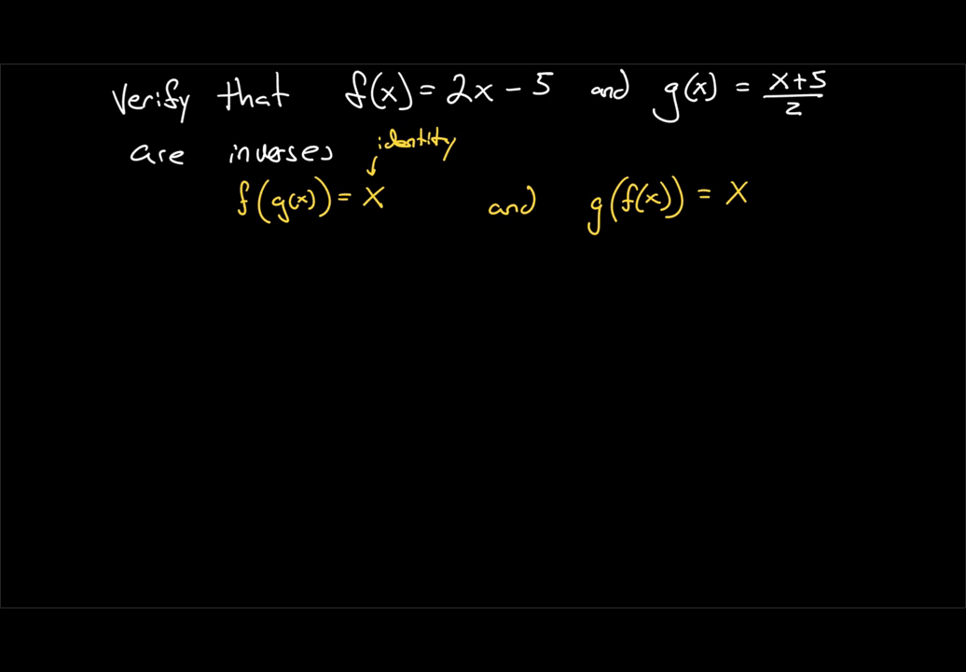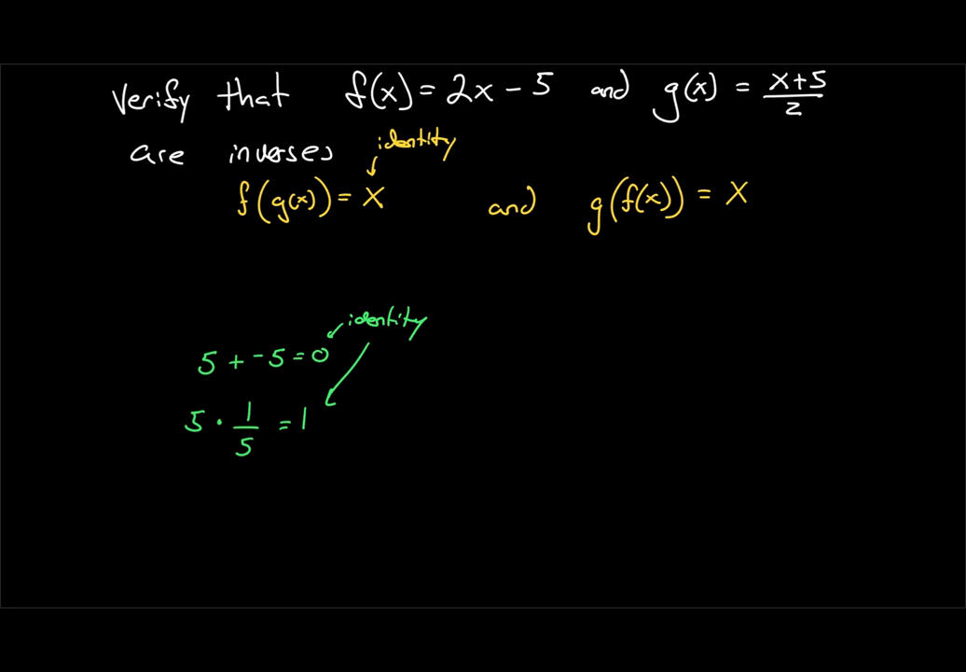Identities or inverses operate together and cancel each other out to create the identity. For example, in addition, 5 and its additive inverse, which is negative 5, gives you 0, the additive identity. The multiplicative identity would come from multiplying by the reciprocal, 1 over 5, or dividing by 5, which would give you 1, which is also the identity. 1 is the multiplicative identity. Well, the identity for functions is x, where you get out what you put in.